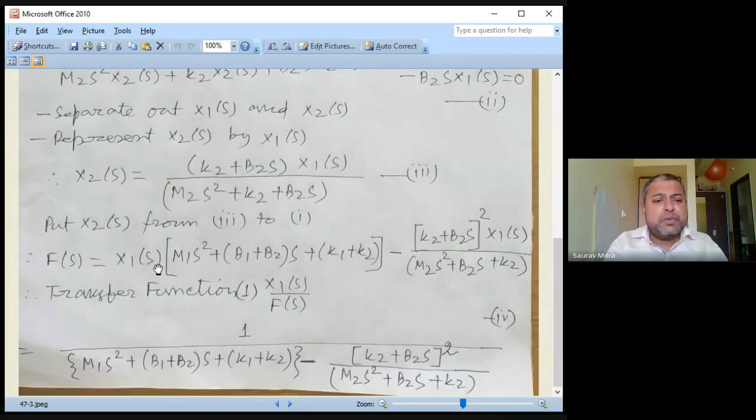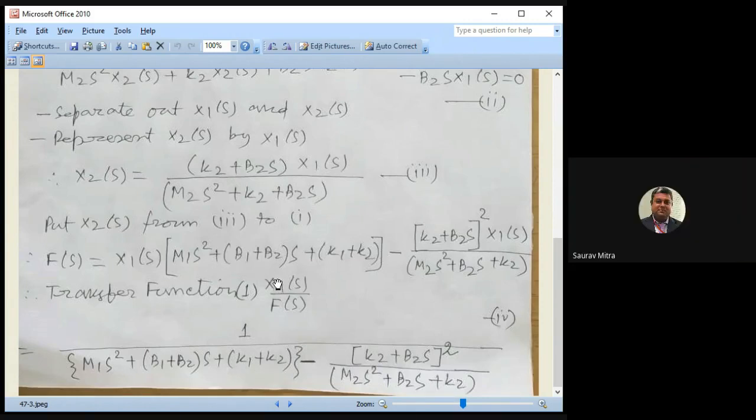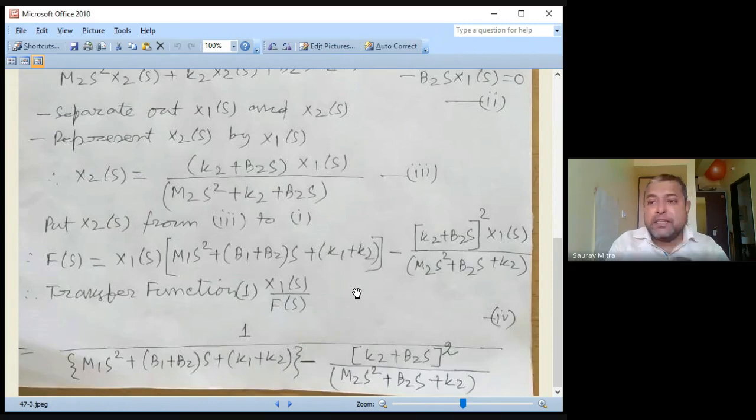Now what we are finding is that x1 and x1 we can take common. So this big term minus this term will now become the denominator. So finally what we are writing is X1 by F(s). If you take all x1 common and then write X1(s) by F(s), the whole term goes in the denominator because x1 is in the numerator. So in this case we are finding the ratio; there are two displacements x1(t) and x2(t), or X1(s) and X2(s), so two transfer functions are possible. One is X1 by F(s). This is the way we have found it.